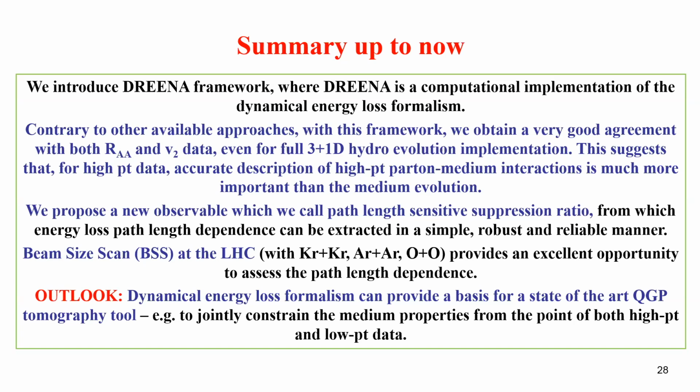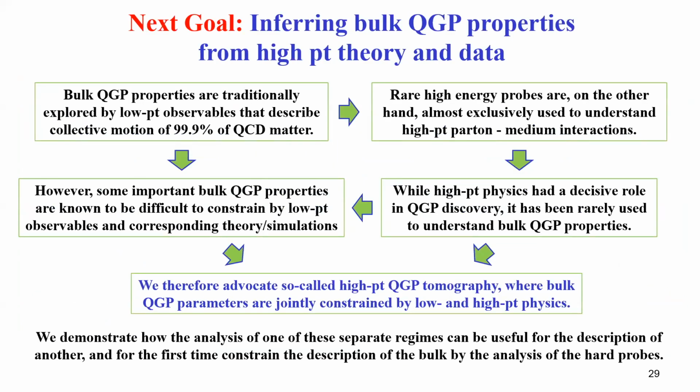And with this outlook in mind, I come to the last part of my talk, which presents the first step in this direction. And this is the goal of inferring the bulk QGP properties from high pT theory and data. So, as we all know, bulk QGP properties are traditionally explored by low pT observables that describe the collective motion of 99.9% of QCD matter, while on the other hand, rare high energy probes are almost exclusively used to understand high pT parton-medium interactions.